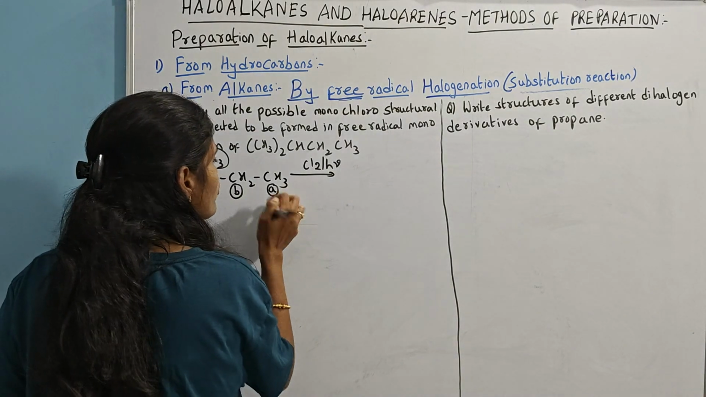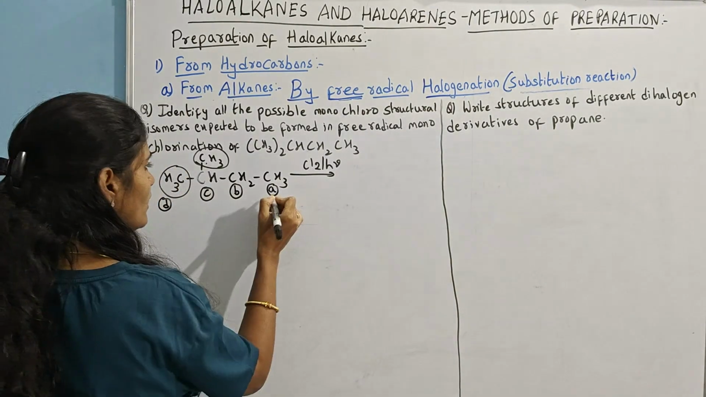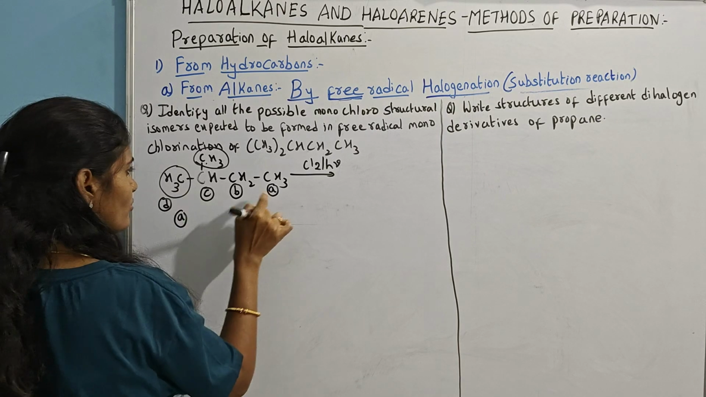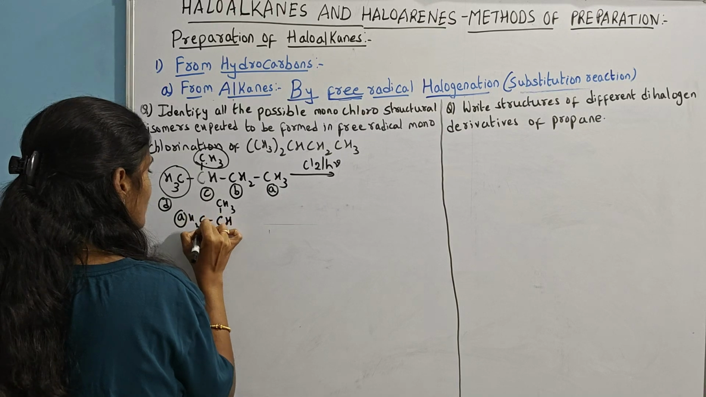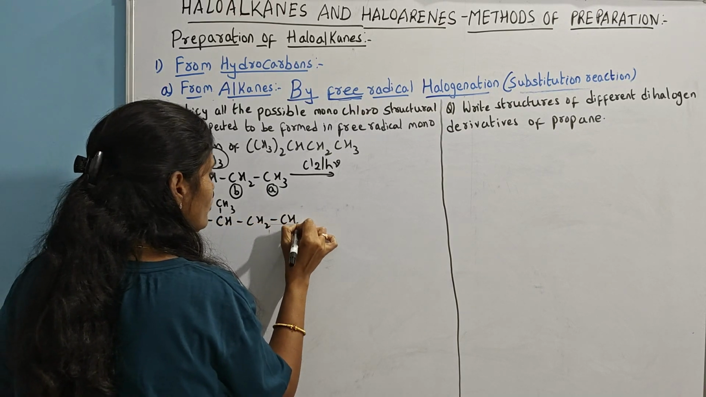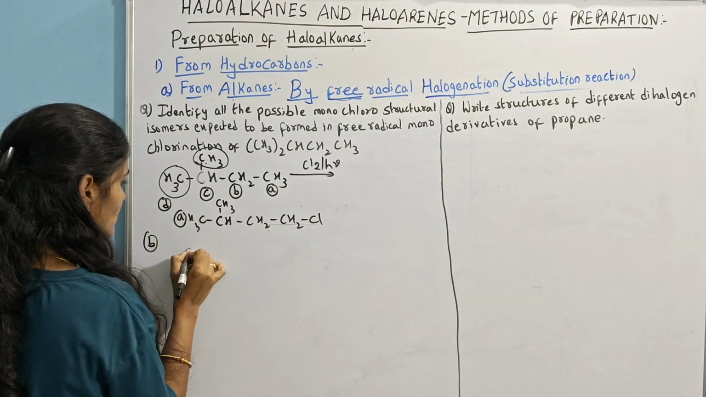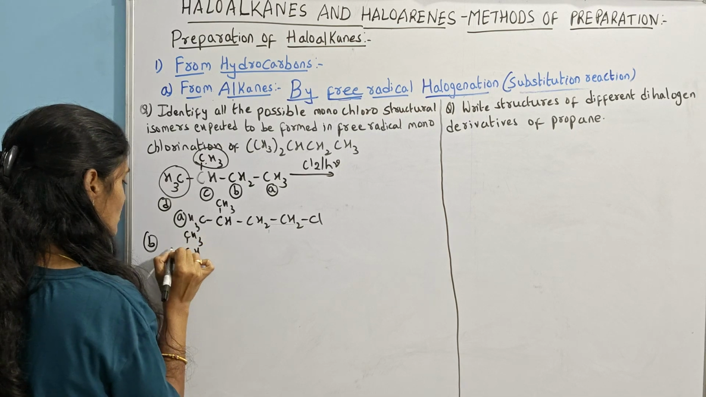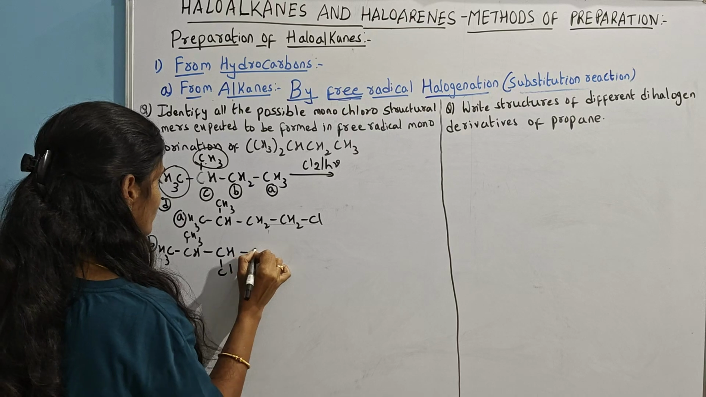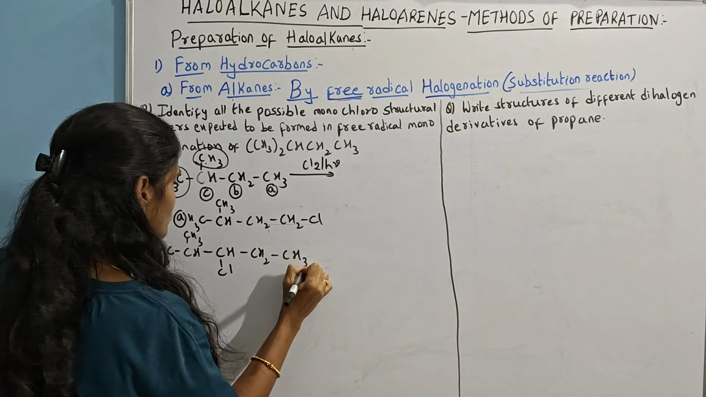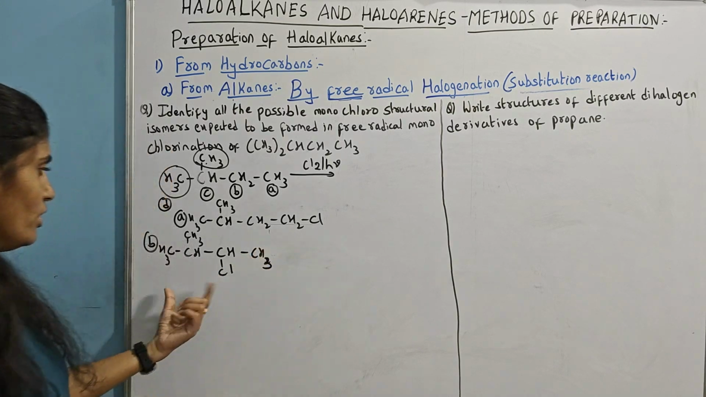Now let me do monochlorination of this hydrogen. For A, what do I get here? CH3, CH, CH3, CH2, CH2, Cl. So this is my one compound. If I do it for this hydrogen, what will I get? CH3, CH, CH3, CHCl, CH3. Sorry, I was writing an extra carbon. Yeah, CH3. This is one compound. Here I did the monochlorination of this hydrogen.